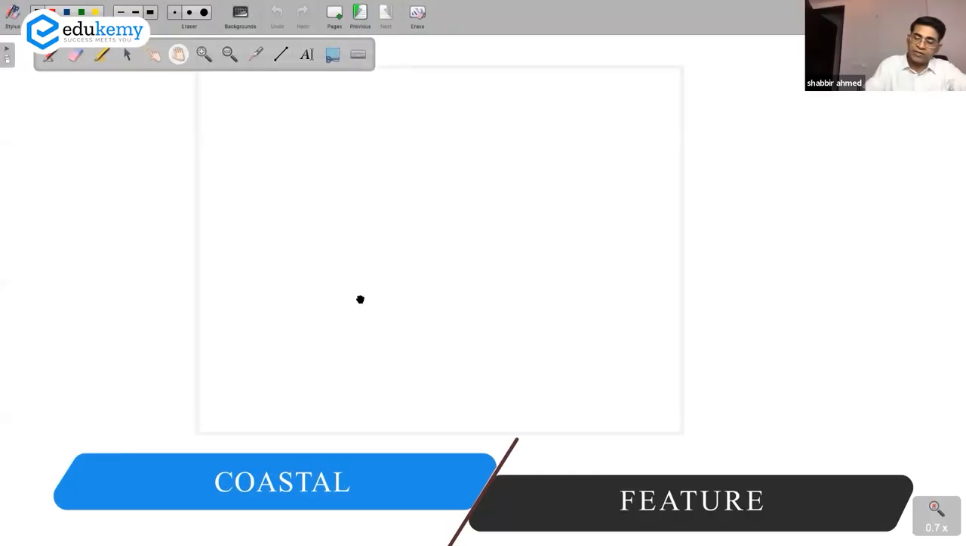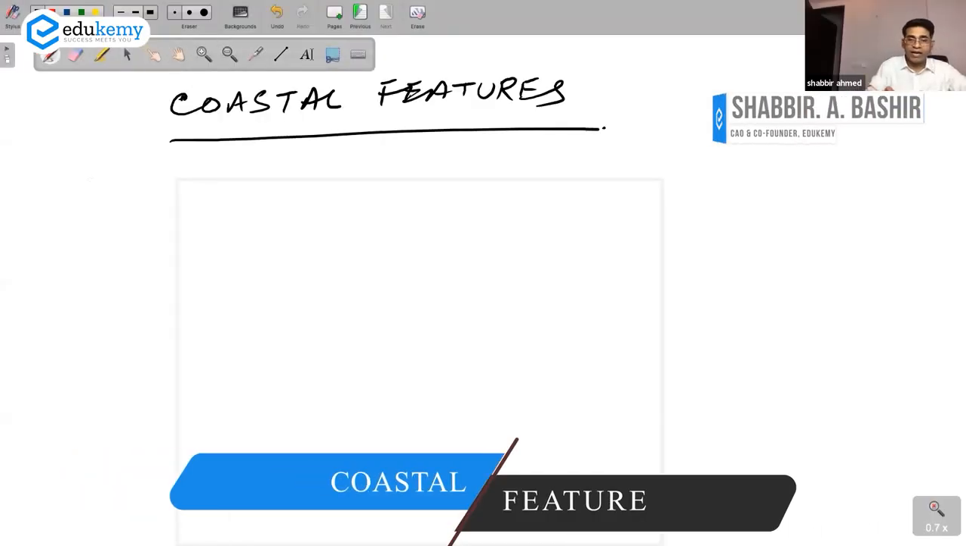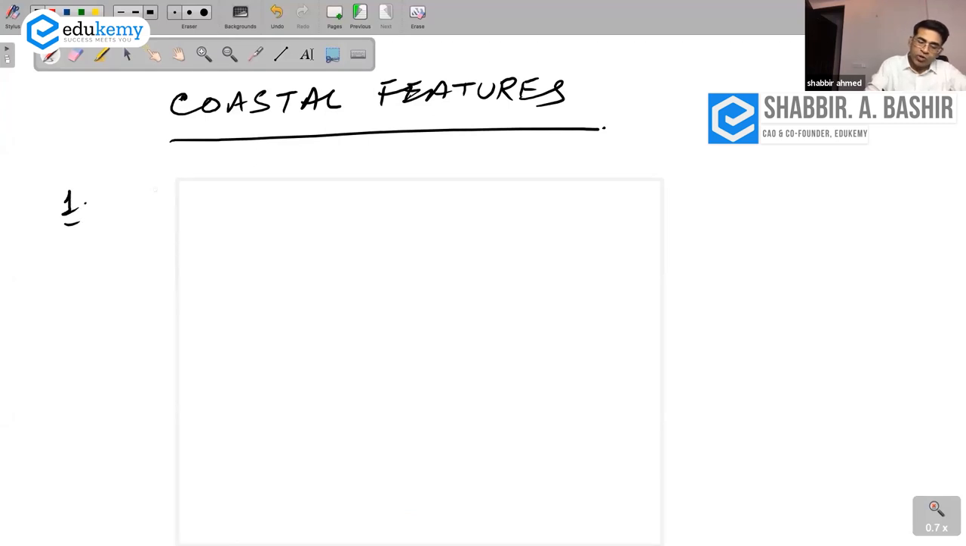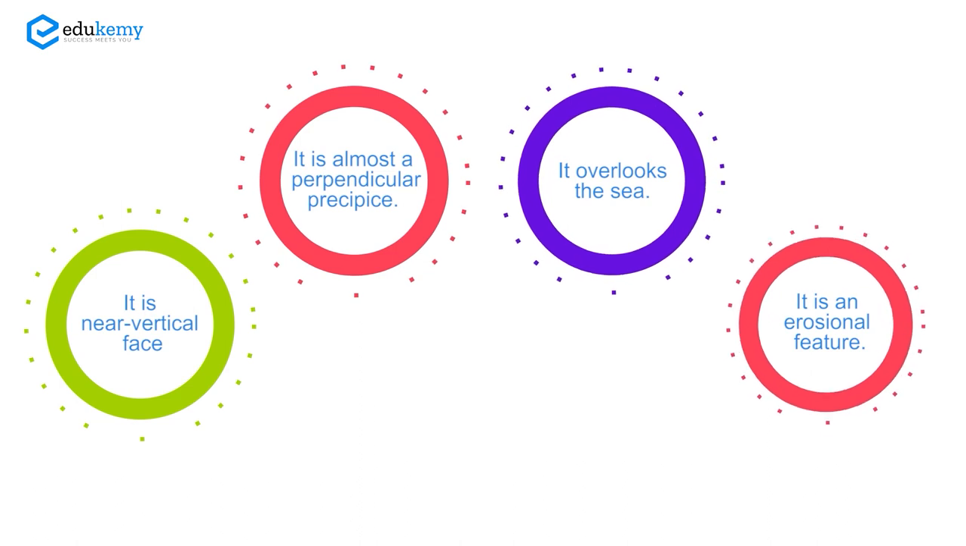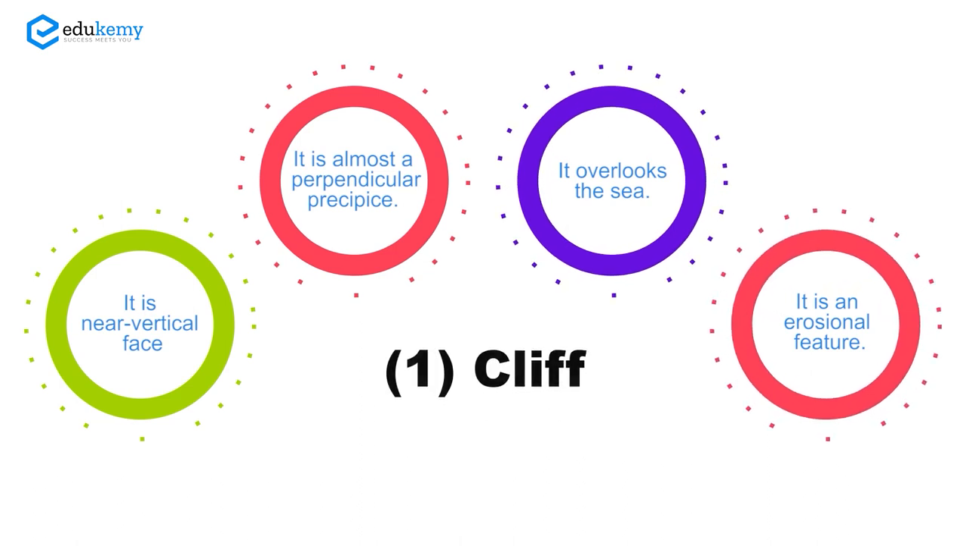Coastal features may ask for two or three features. One feature you should know is the cliff. First, describe it. What is it? It is a near vertical face. It is almost a perpendicular precipice. It overlooks the sea. It is an erosional feature.